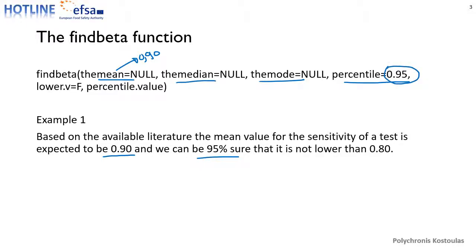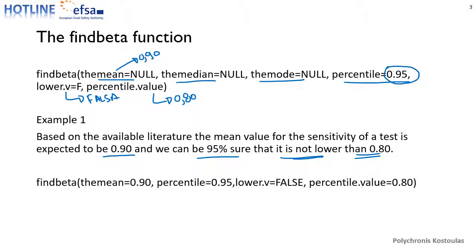So you are 95% certain that it is not lower than, right? This is not lower than, so lower value is F, which stands for false. It's not lower than 0.80. So the percentile value corresponding to the 95th percentile is 0.80. This is how the find beta function looks in this case. Try it in R and see which beta distribution corresponds to these specifications.